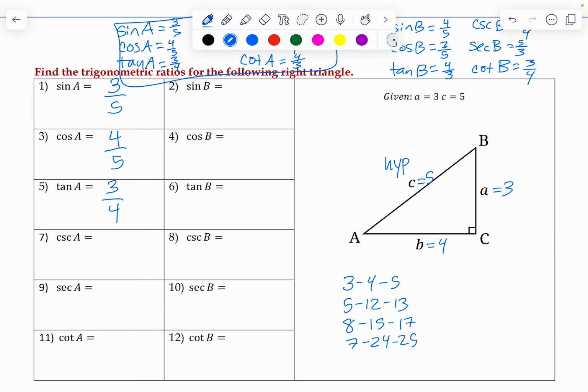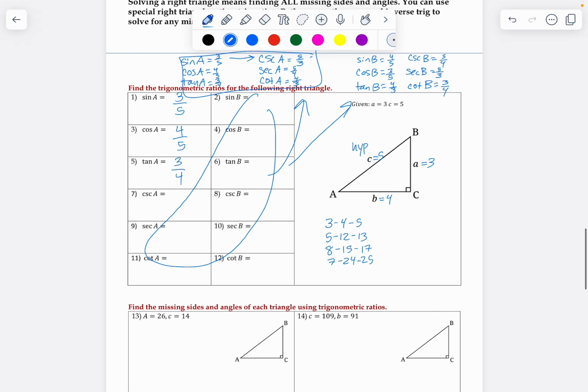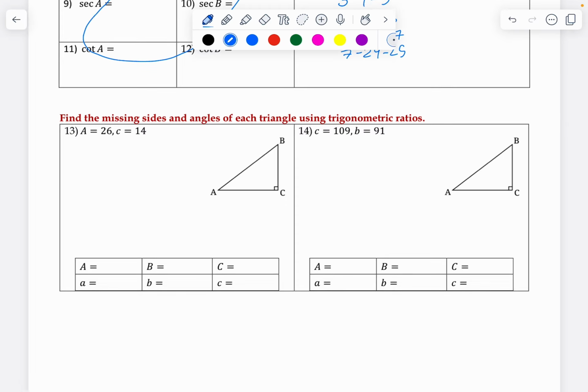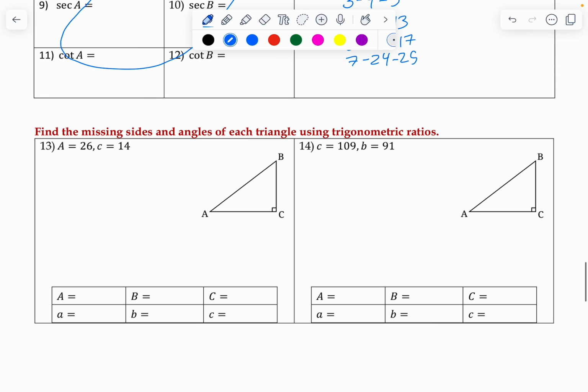Let's see. I'm going to point those out over there. Okay, does that make sense? Okay, so now they have given us information. Find the missing sides of the triangle. They want us to find everything else about this triangle.